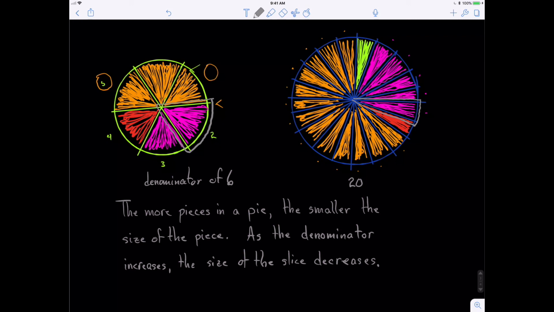We're going to stop there. Now we at least have the understanding of where a fraction comes from and what it represents. In the next video, we're going to take a look at how we multiply fractions and how we add fractions. Thanks for watching.